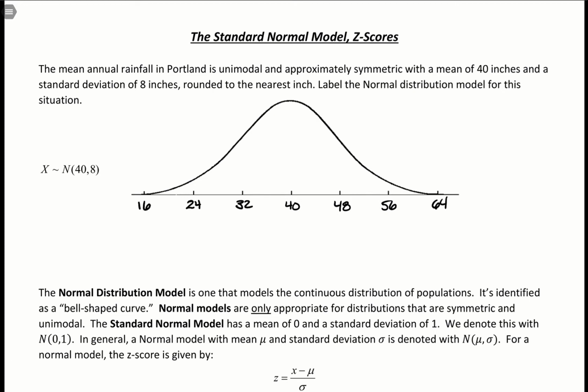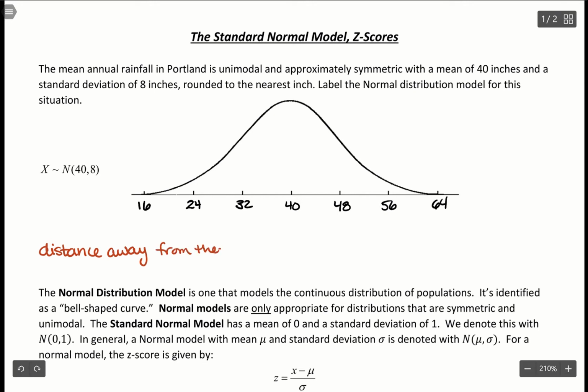What we want to do is standardize this number line so that we can compare things that have different means and standard deviations to each other. And the standardized model is going to think about, instead of writing a number line specifically to mean and standard deviation, let's start thinking about distance away from the mean. And this distance that we want to use is going to be based on standard deviations. So we want to do distance away from the mean based on number of standard deviations.